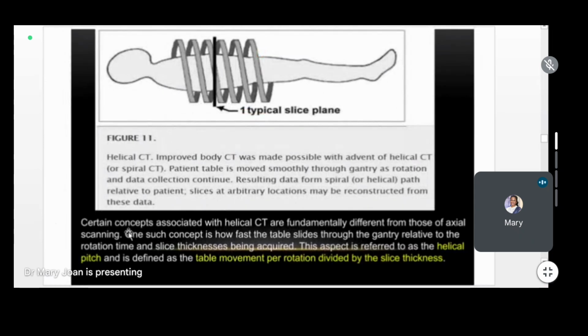It is how fast the table slides through the gantry relative to the rotation time and slice thickness being acquired. So this aspect ratio is referred to as the helical pitch. This can be defined as the table movement per rotation divided by the slice thickness. So in one rotation time, how much the table moves divided by the slice thickness.